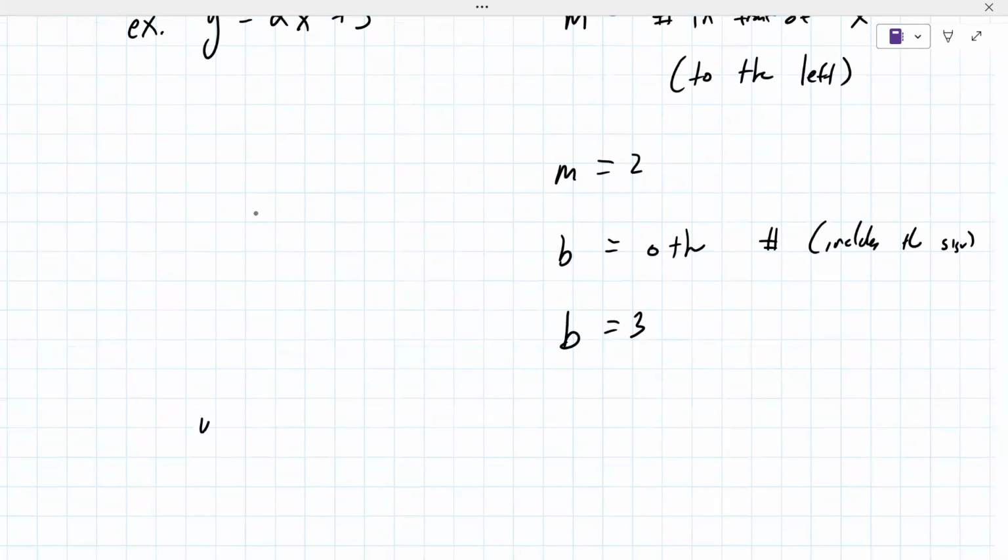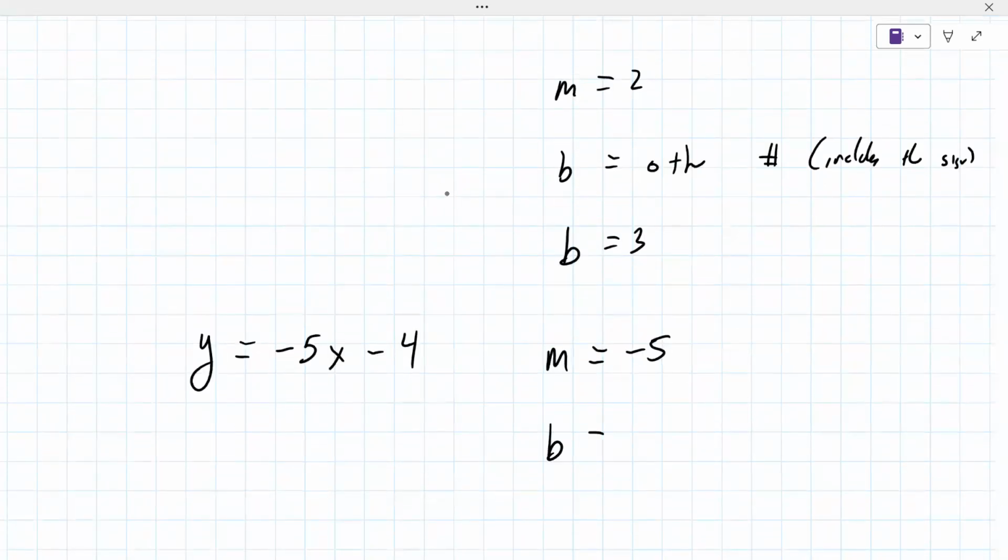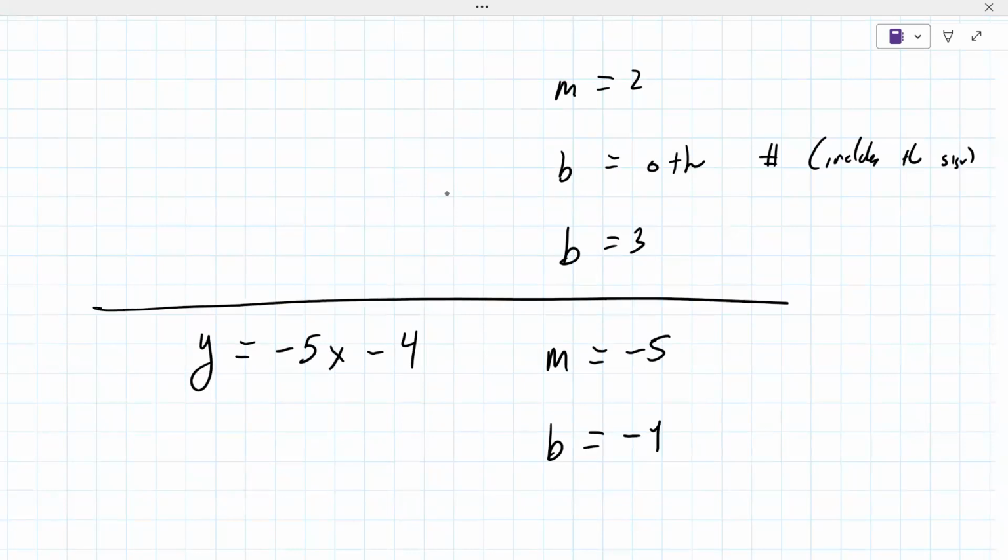Okay, so here's another example. Let's say it's y equals negative 5x minus 4. The slope is negative 5, and the b value is minus 4. Okay, so the slope includes the operator as well, the sign. And then minus 4 is the b value. Okay, does that make sense? Yeah.